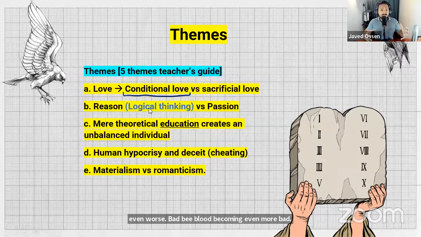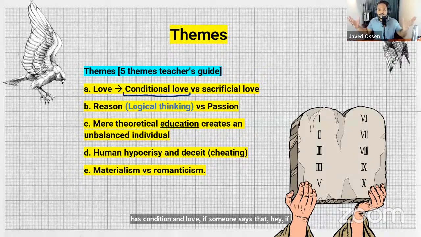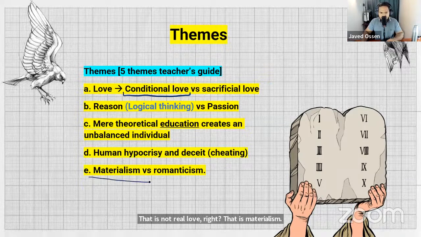And there are 2 kinds of love. There is conditional love. We don't use unconditional love, we say sacrificial love. So your parents love you conditionally. And if someone says, hey, if you give me this, I will give you that, if you buy me a Rolex watch, I will love you, that is not real love, right? That is materialism. Yes, you can find materialism here in The Nightingale and the Rose. But first of all, let's talk about conditional love.